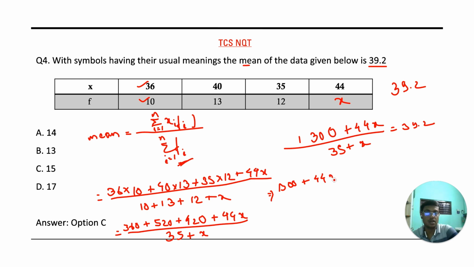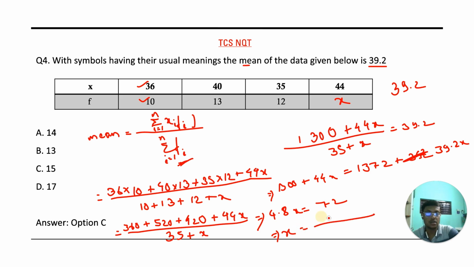So 1300 plus 44x equal to 1372 plus 39.2x, and this can be equated as 1300 would go on that side and 39.2 would come here. 44 minus 39.2, that would be equal to 4.8x. 1372 minus 1300, this would be equal to 72.